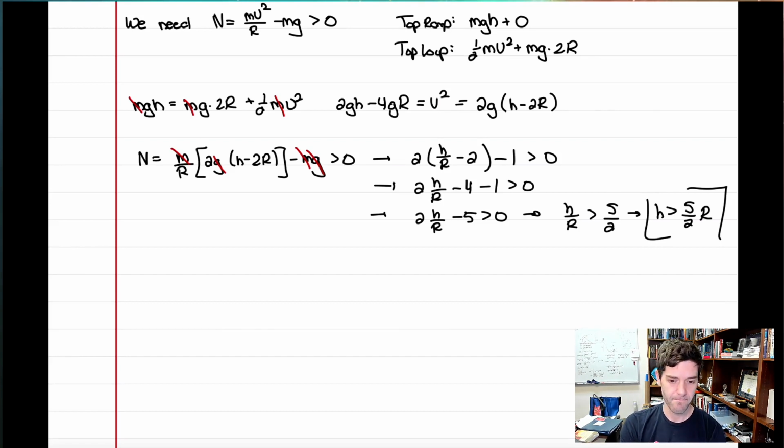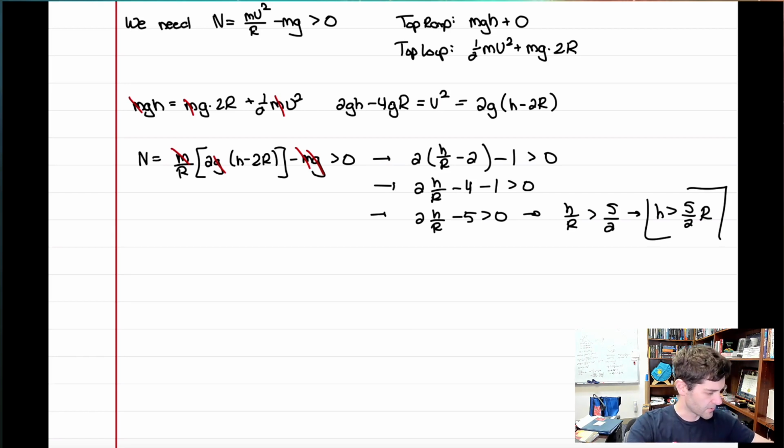And notice, again, you can check yourself, when you plug in h equals 5 halves times r, that is the instance where you would find that the normal force vanishes. So that would be the height where you just barely make it over and you're just about to lose contact with the track, in this case, the loop track. So as long as you're above that, you'll make it through the loop with ease and have enough kinetic energy to make it to the bottom and stick with the circle, rather than kind of coming up and then plopping over.